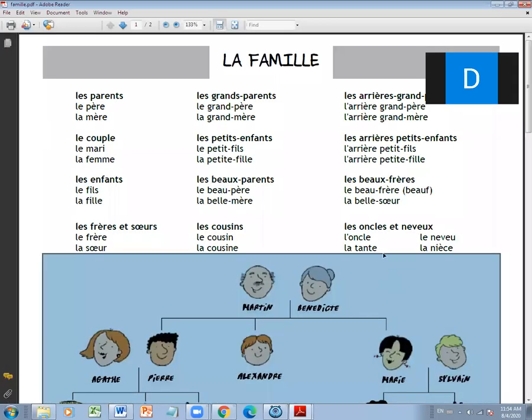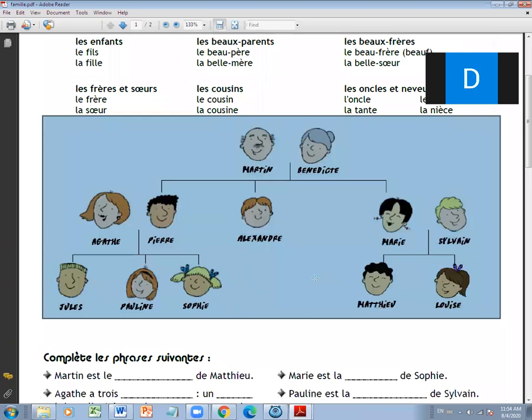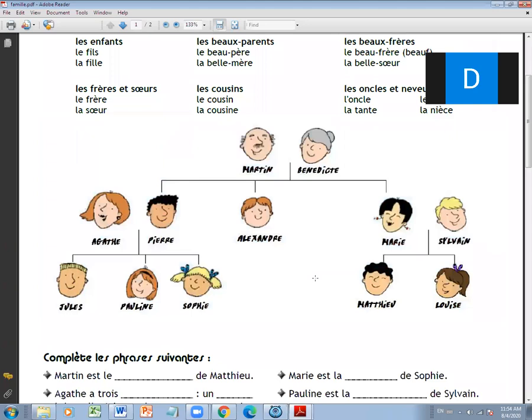Okay. Now, I want us to try something here. You see Martin and Benedict. Can you see that? Who are those people? From that, I want you to understand. So let's assume Martin and Benedict are a couple, right? They give birth to who and who and who? They give birth to Pierre, Alexander, and Marie. How many kids do Martin and Benedict have?